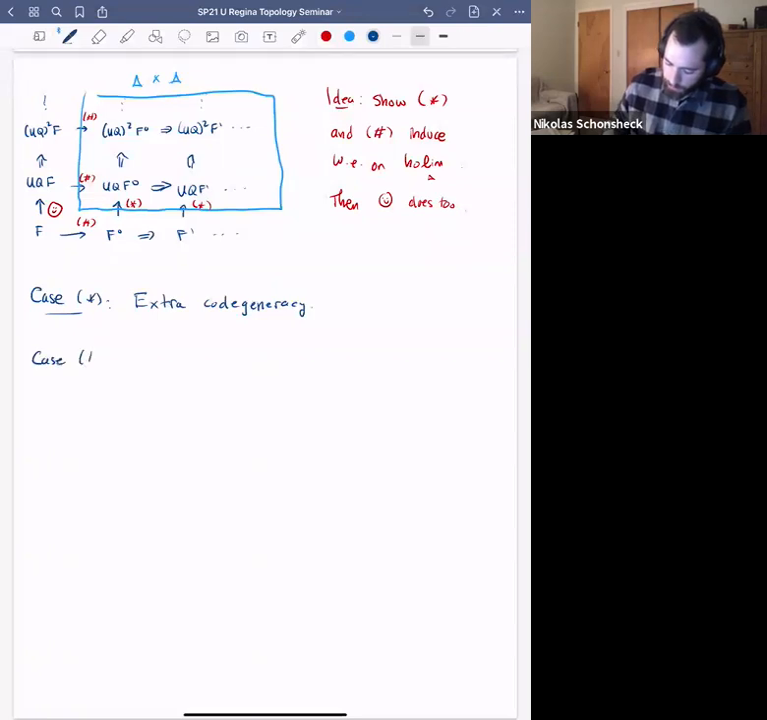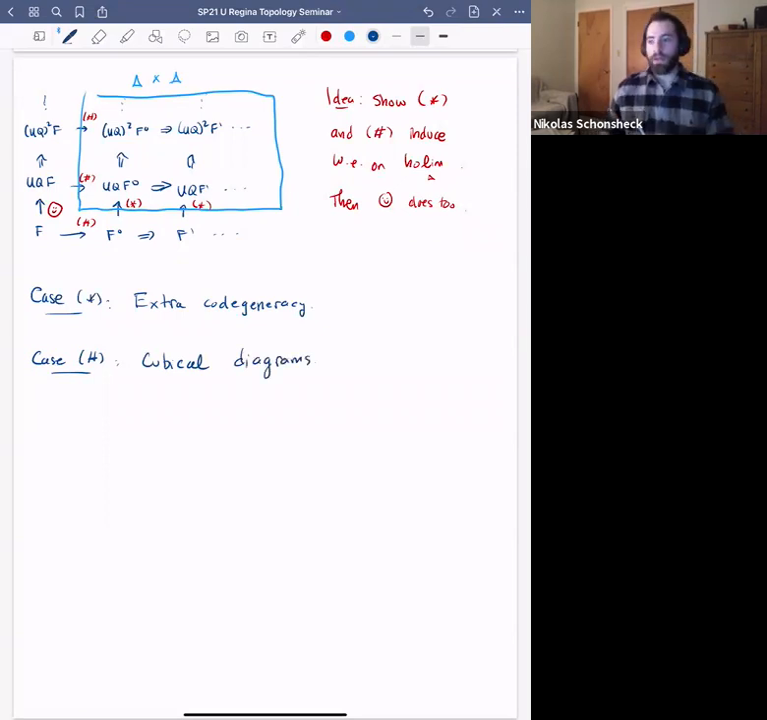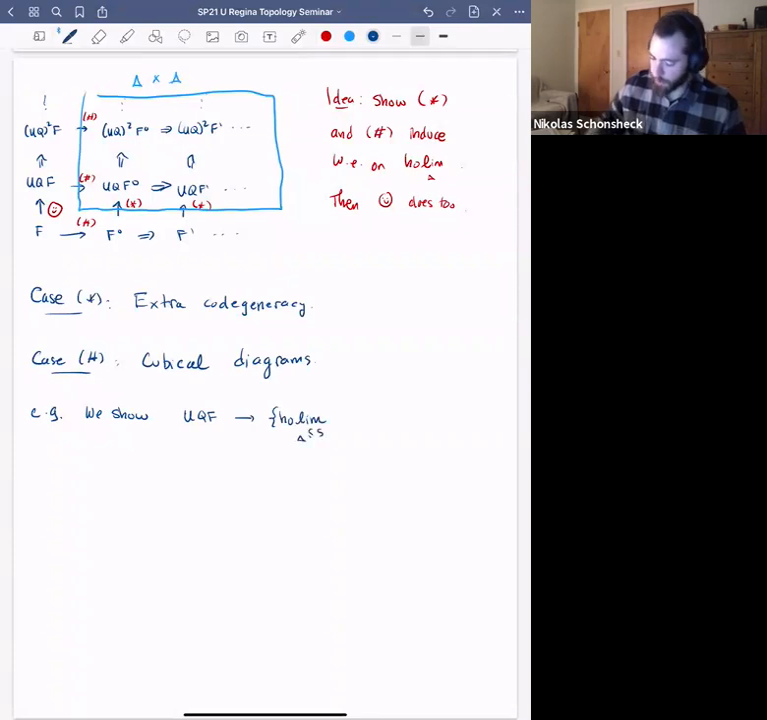The real work comes in the sharp maps. And the big idea is to use cubical diagrams in order to analyze what happens essentially when we take this bottom row and apply TQ homology. So just as a quick example, what we ultimately show is that for the map from UQF into the truncated holims of that resolution, the connectivity of this map is increasing as I go higher and higher in cosimplicial degree.